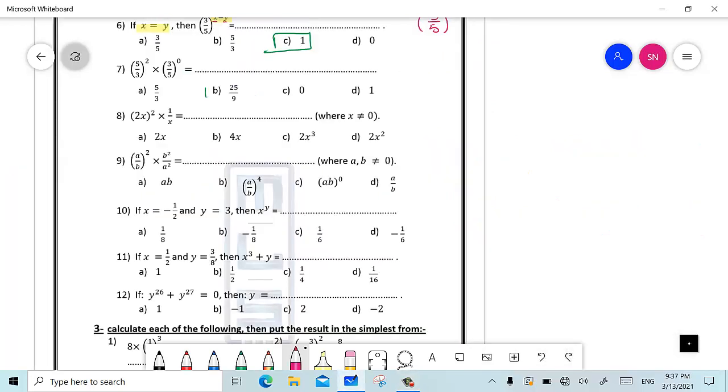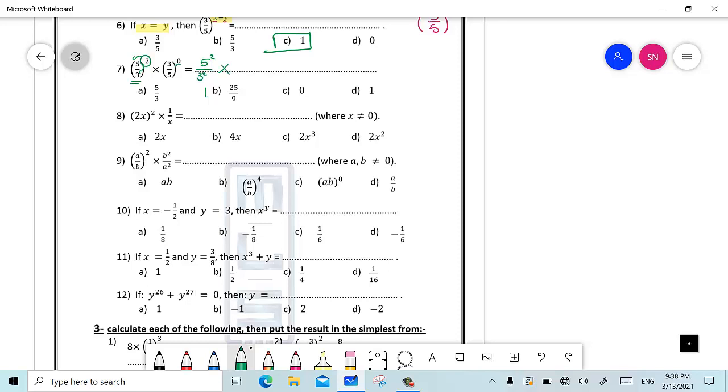Now we are in the binder, page 2. Last time we stopped at question number 6. So let's go now and answer question number 7. Here I have 5 over 3 raised to the power of 2. So this means I'm going to distribute the 2 on the numerator and on the denominator. So I will have 5 to the power of 2 over 3 to the power of 2 multiplied by 3 over 5 all to the power of 0.